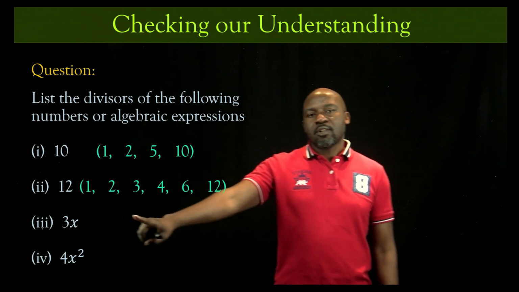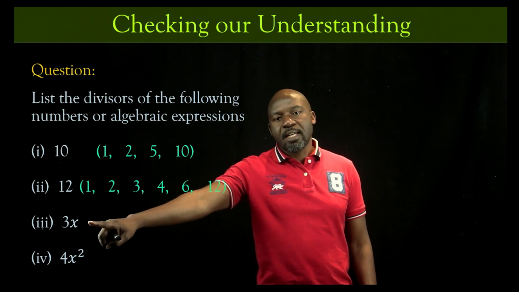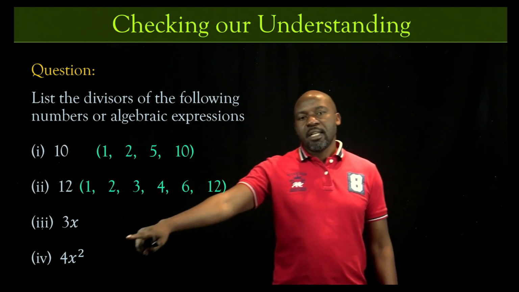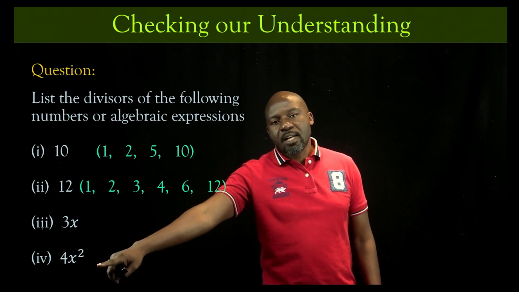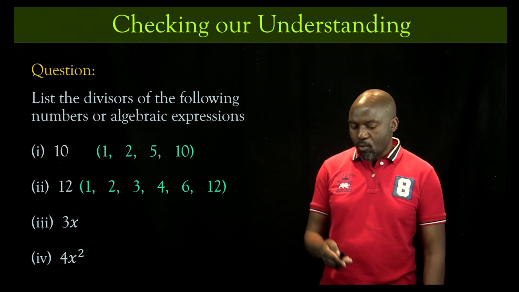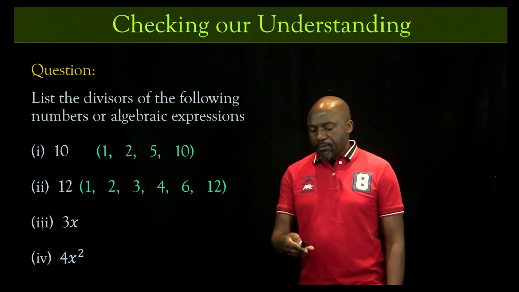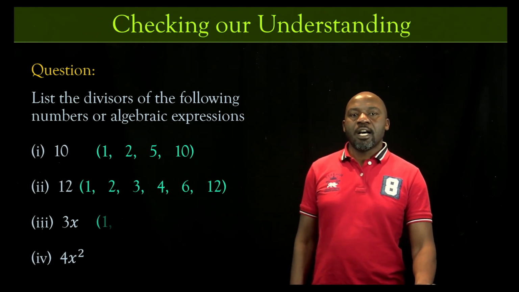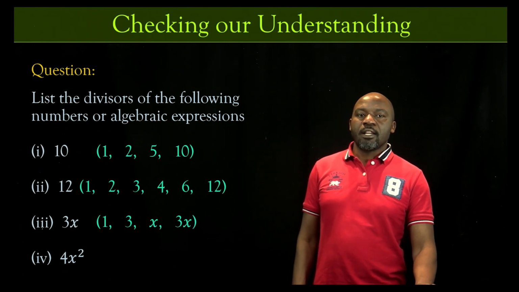So I expect that one of the factors here is going to be 1, and the last one is going to be 3x itself. Similarly, one of the factors here is 1, and the last one must be 4x squared. Okay, so what are the factors of 3x? If you've tried this out, you should find that they are 1, 3, x, and 3x.